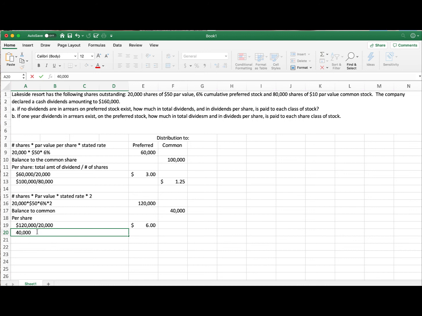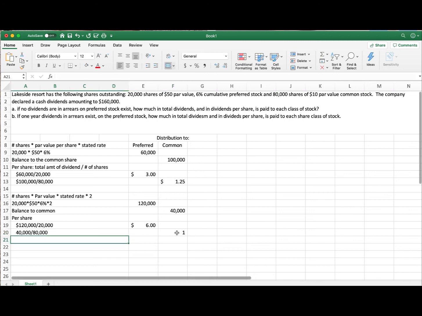So to figure out the per share, I take that $40,000 of dividends that they are entitled to. I divide it by the number of shares outstanding. In this case, I have 80,000 shares. I run the numbers. I end up with 50 cents per share. Okay?